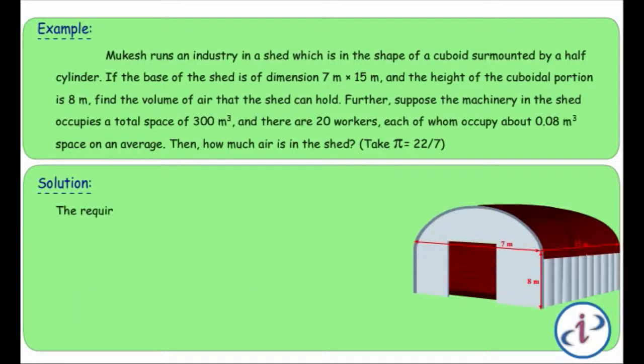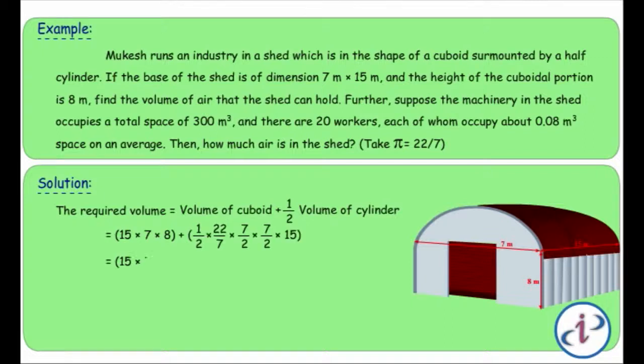So, the required volume is equal to volume of the cuboid plus half of the volume of the cylinder. By substituting the values, we get the volume is equal to 1128.75 meters cube.